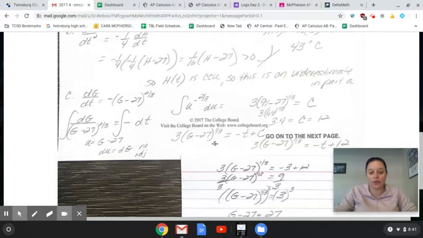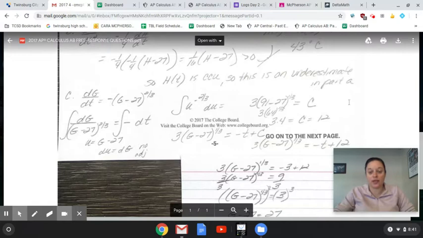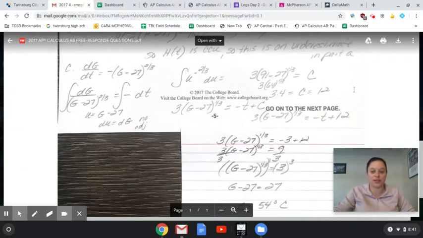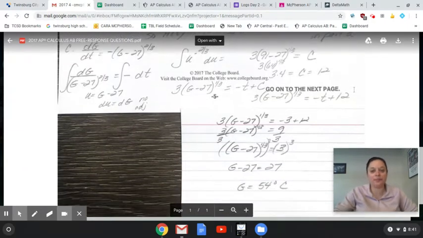Again, have a calculator close by. 91 minus 27 is 64. 64 to the 1/3 power is 4 times 3. You get 12. So C is 12. So here is my particular solution. I don't know if you have to get G by itself. They actually never said that you did. I may not have got full credit because I didn't. I was just so excited that I figured out how to get to that point.